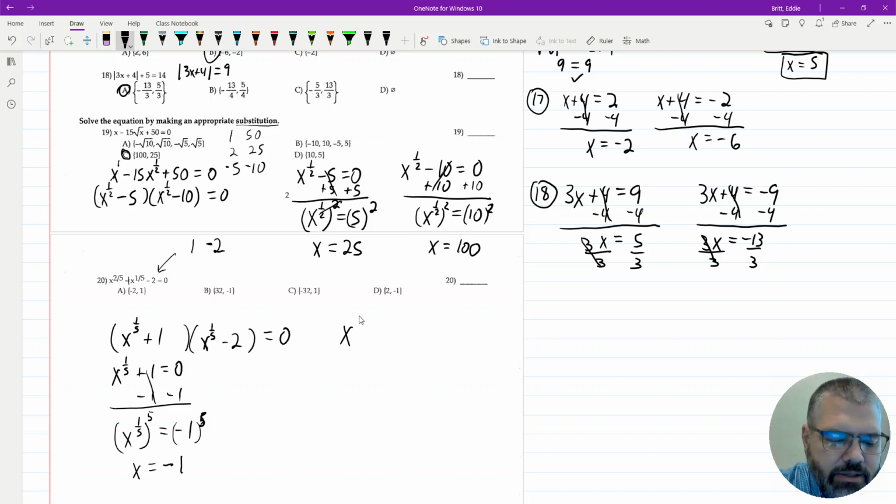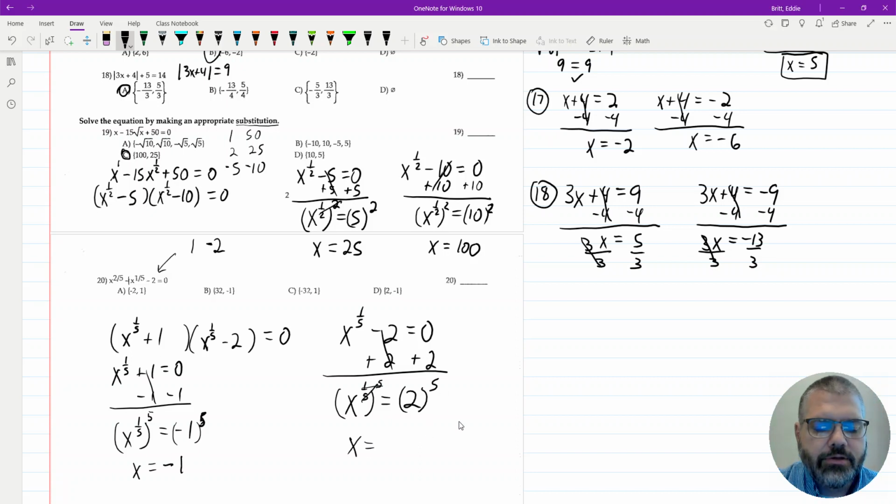Let's look at the other equation. x to the 1/5 minus 2 equals 0. Plus 2, plus 2. So I have x to the 1/5 equals 2. Again, I want this to be x to the first, so raise both sides to the reciprocal power. All right, those powers cancel out, leaving me with x to the first. 2 to the 5th is 2 times 2 times 2 times 2 times 2. That's going to be positive 32. So my solution set is -1 and positive 32. That's going to be B.